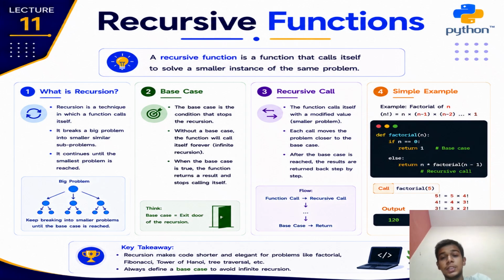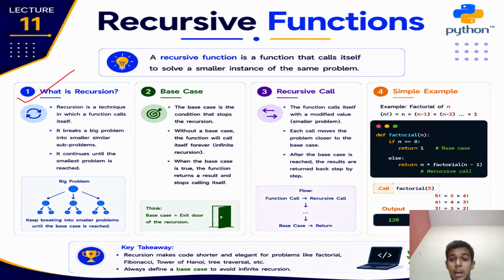Let's understand every section of this slide. The first section is what is recursion. Recursion is a programming technique in which a function calls itself. Every time the function calls itself, it works on a smaller version of the original problem. So it keeps reducing the problem until it reaches the smallest possible case. Think of climbing down a staircase. You don't jump from the top to the bottom in one step. Instead, you go down one step at a time until you reach the ground. Recursion works in a similar way. It solves a big problem by breaking it into many smaller problems.